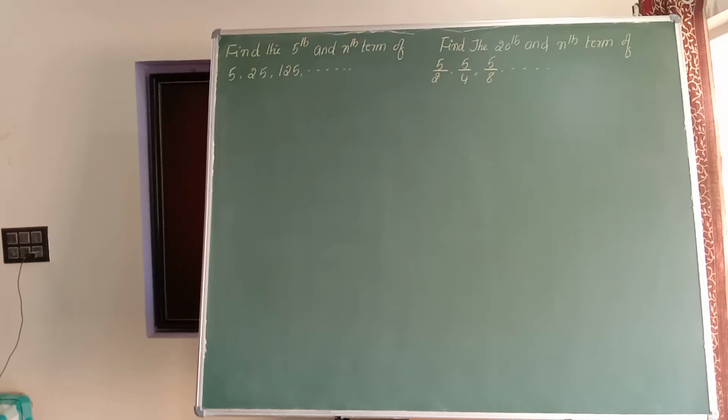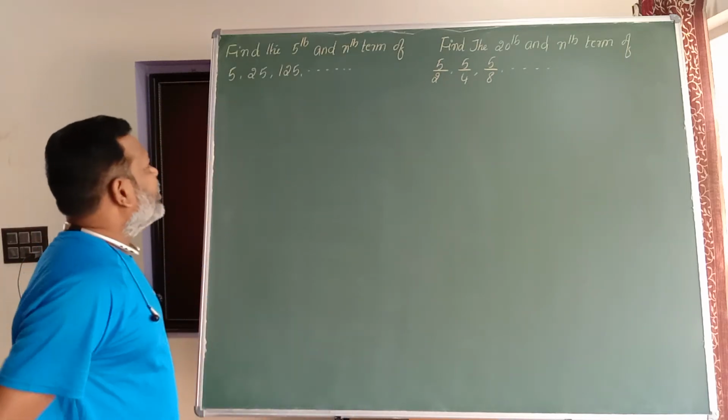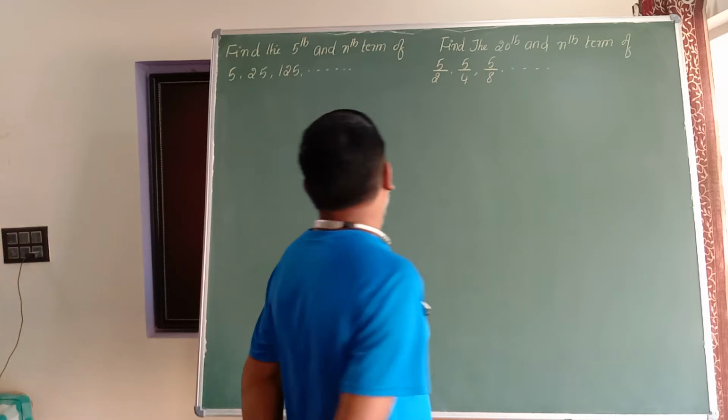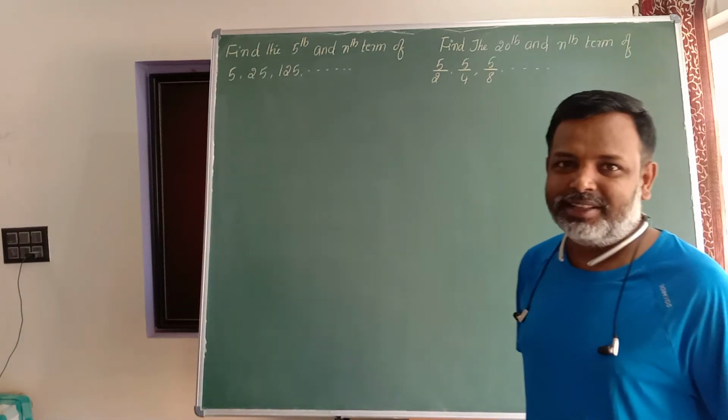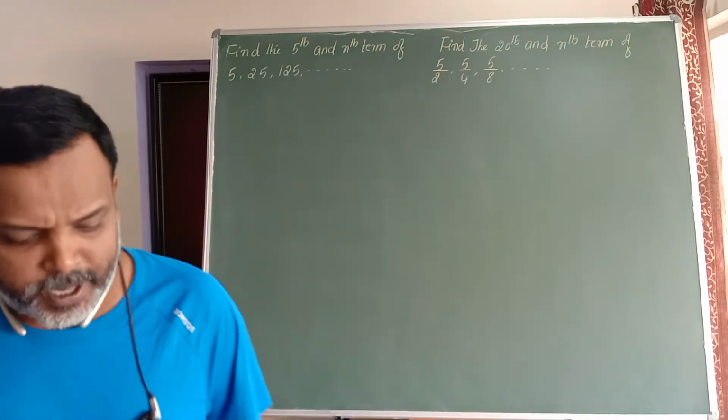Dear student, let us discuss and do some important problems here. Okay. Look at this. Find the fifth and nth term of 5, comma 25, comma 125. This is a question. Right. So now look at me.